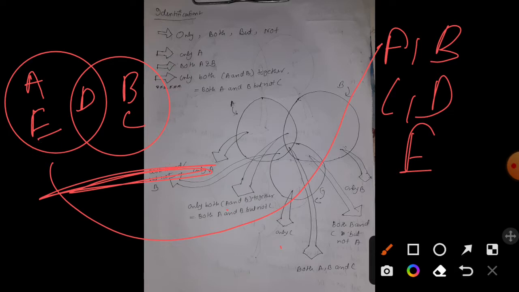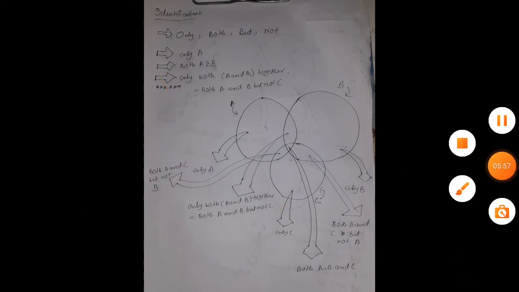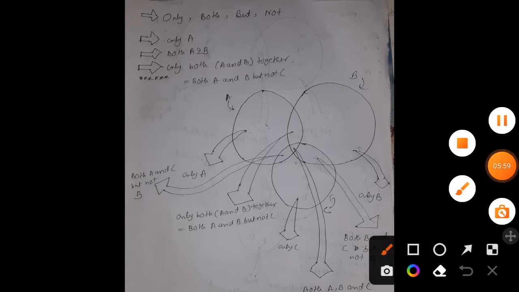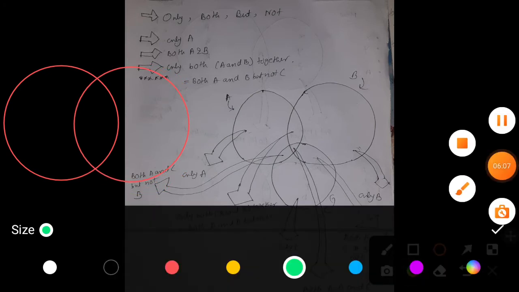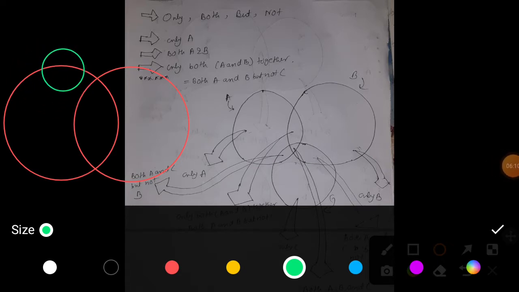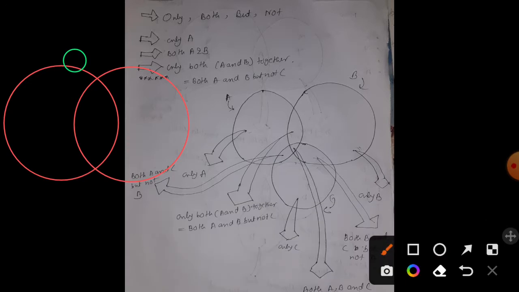So here the important thing is this part of the circle. Give me a minute. Now this part of the circle we have allotted especially for Lionel Messi, and this part of the circle is for Cristiano Ronaldo.